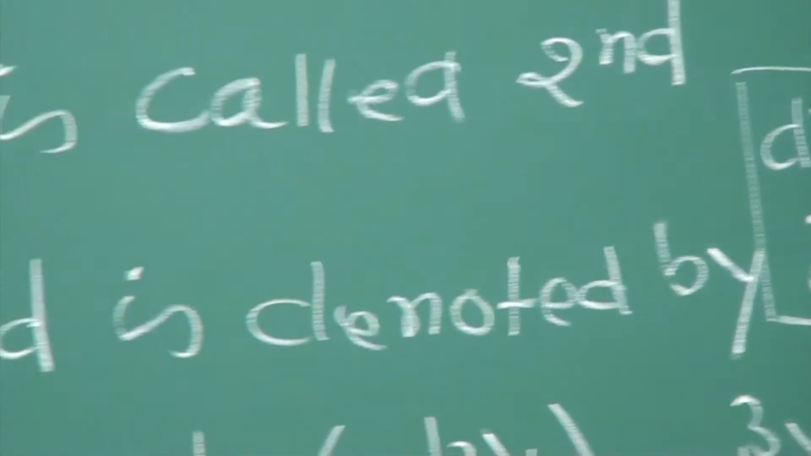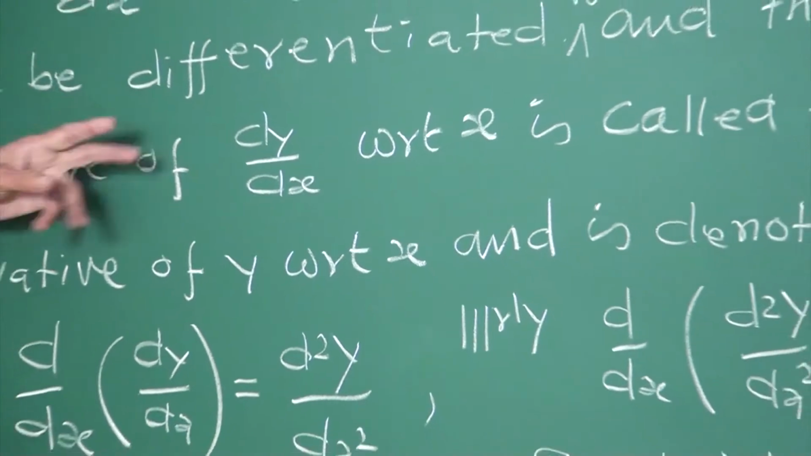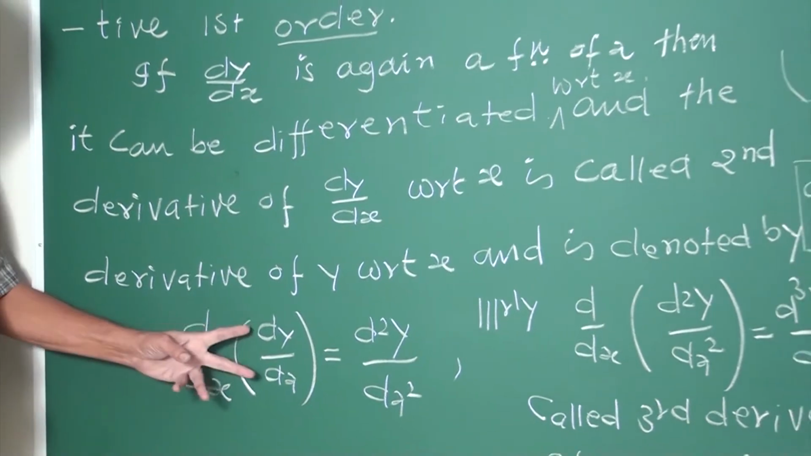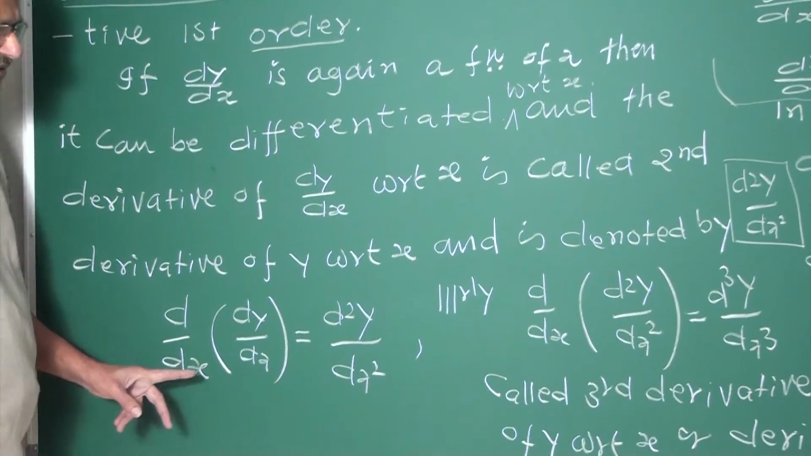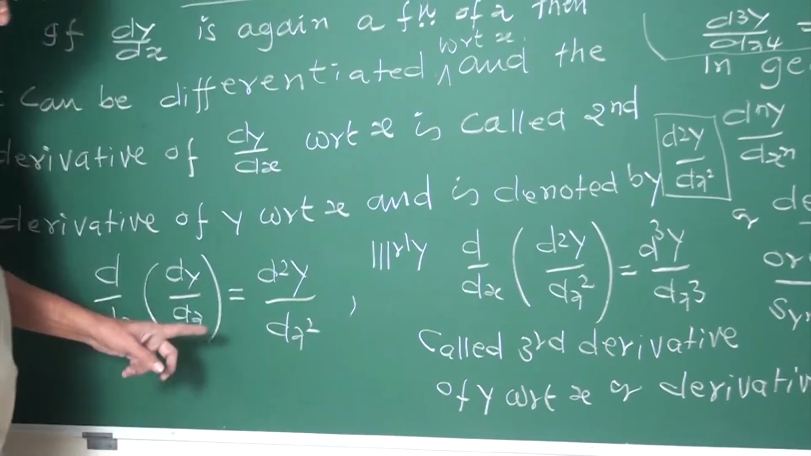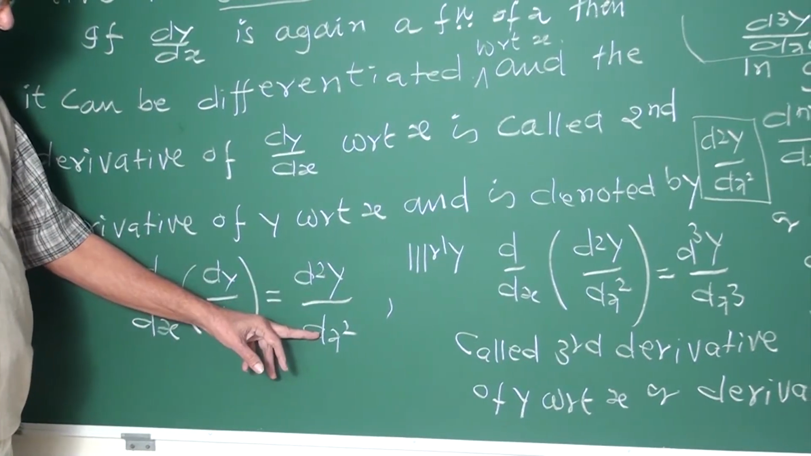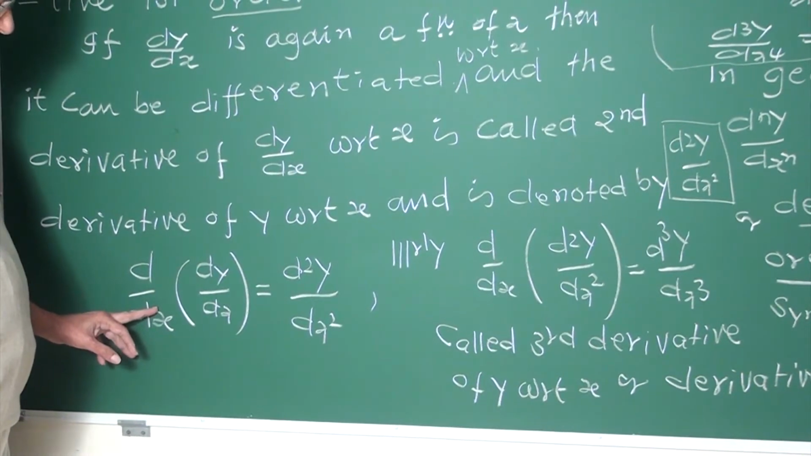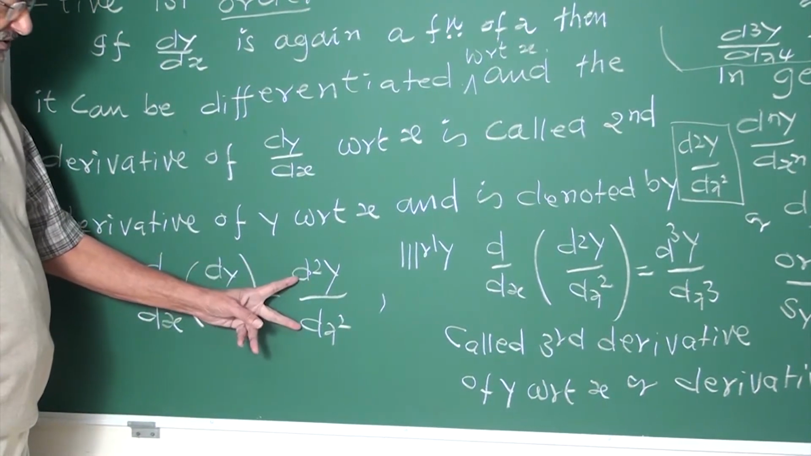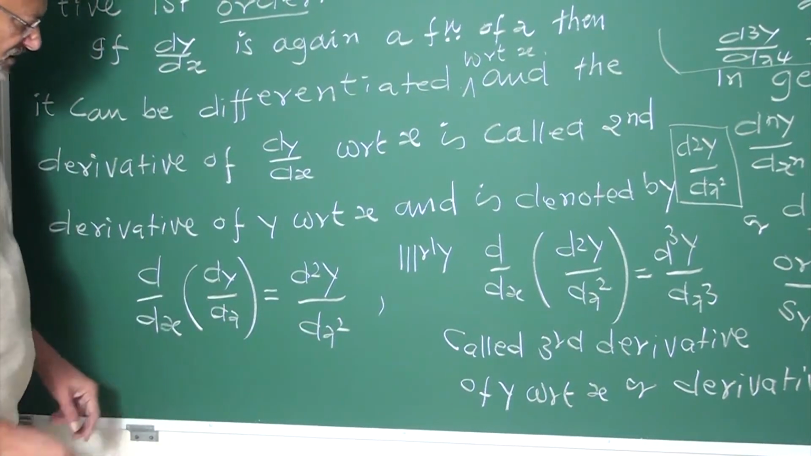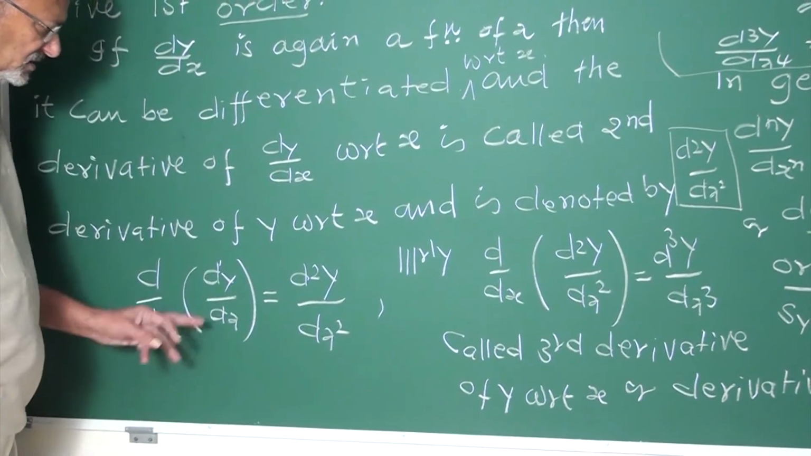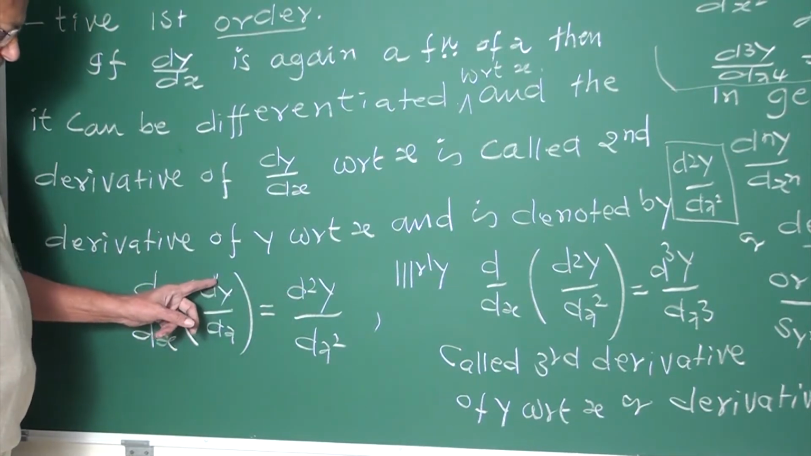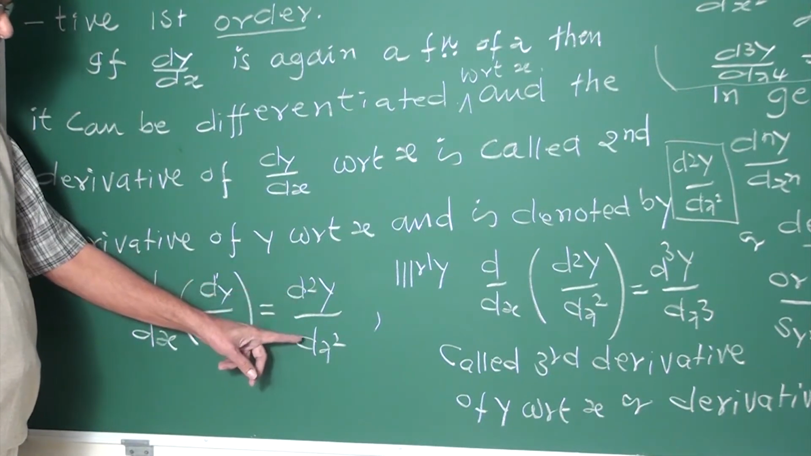Yes, my friend. Therefore, if you differentiate the first derivative with respect to x, we get the second derivative with the symbol d2y by dx2. See, this denotes first, then this denotes second. If you differentiate the first derivative, what is the symbol? Instead of 1 here, you have to write 2, d2y by dx2.